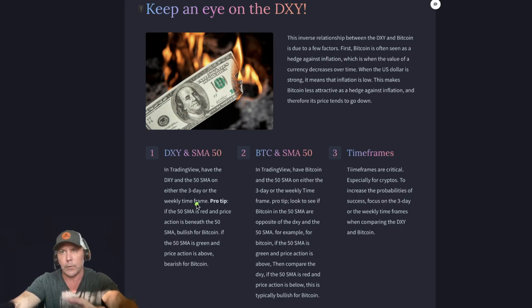So that's going to be on one chart, and then on another chart, you're going to have Bitcoin and the SMA 50, regardless of the time frame that you use. So if you're going to use the 3-day on the DXY, use the 3-day on the Bitcoin. If you're going to use the weekly on the DXY, use the weekly on the Bitcoin, okay? So now let me just hop in and I'll share with you what I mean in TradingView.